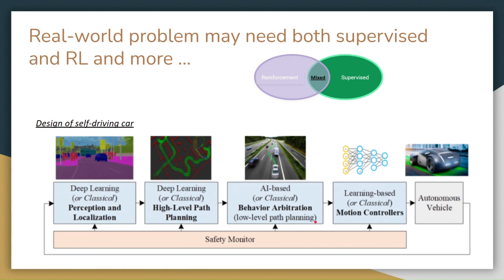And also, there are many times that you can combine reinforcement learning and supervised learning together. It's like the sweet spot where you can exploit the advantages of both frameworks. For example, the self-driving car problem. This is actually an open problem. No one knows how to solve self-driving cars in the real world at the moment.